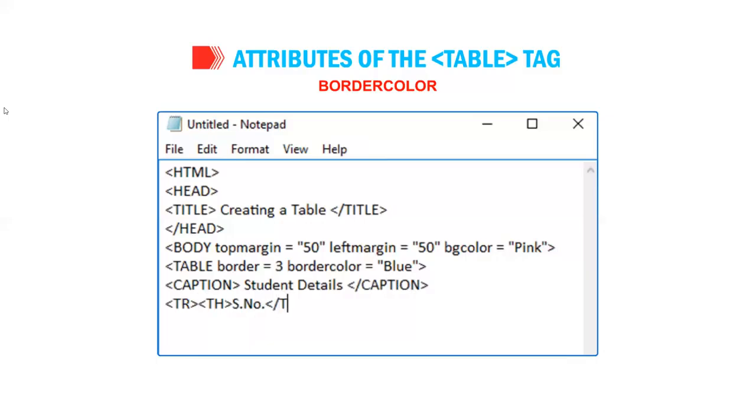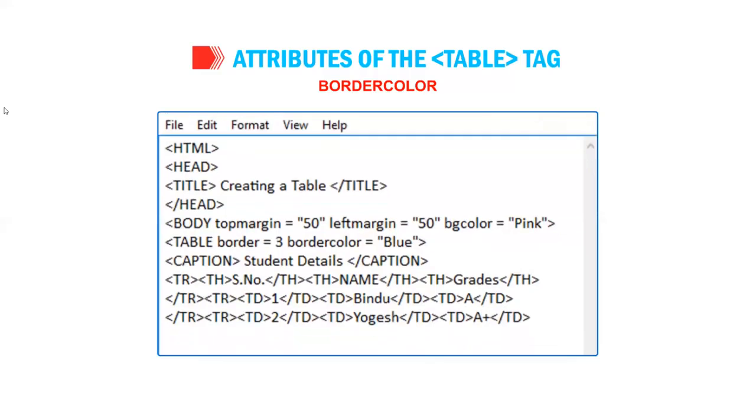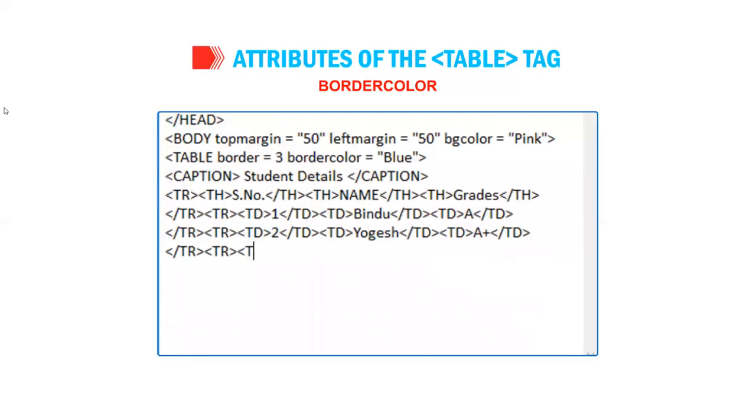<tr><th>Serial number</th><th>Name</th><th>Grades</th></tr>. <tr><td>1</td><td>Bindu</td><td>A</td></tr>, <tr><td>2</td><td>Yogesh</td><td>A plus</td></tr>, <tr><td>3</td><td>Sakshi</td><td>A</td></tr>, </table>, </body>, </html>.